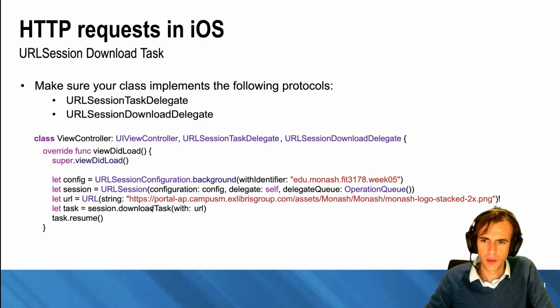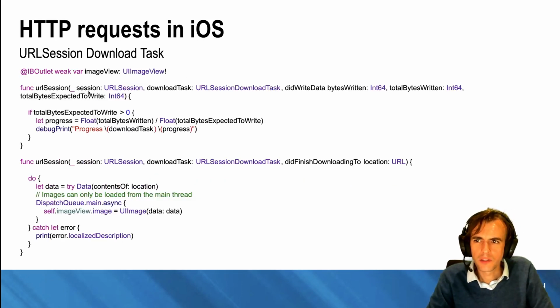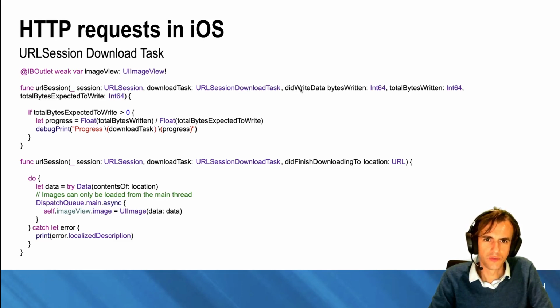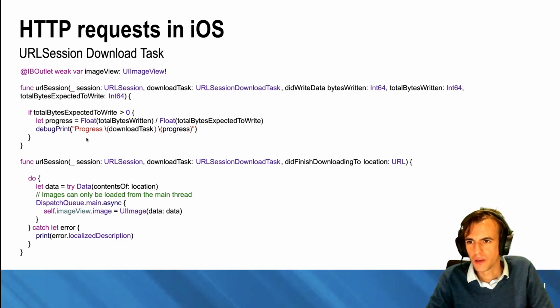Here's a URL. We create a download task as before, giving it a URL. In this case, we don't need to give it a completion handler. We're going to effectively handle a completion via these delegate calls, and we tell the task to resume. What we can expect to happen is we get multiple calls to the URL session download task did write data method, and you could do something like calculate a progress value, and you could use this to populate some kind of slider or progress view or whatever you wanted.